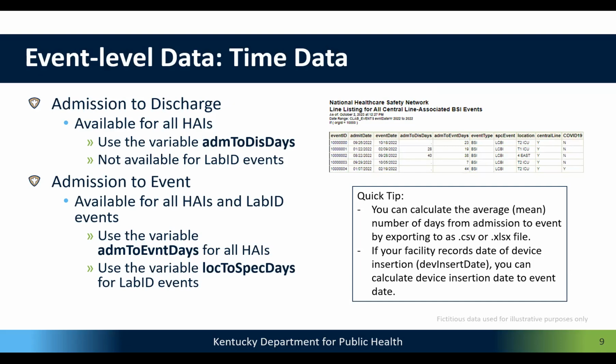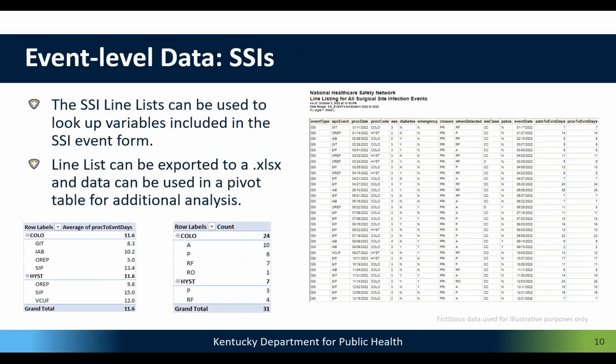The first thing that we will start is looking at event level data. So we'll start with line lists. Line lists are a great report that can be used to provide information on specific events observed within a facility. These reports can be customized to include data elements of interest. In this particular example, we're looking at surgical site infections.